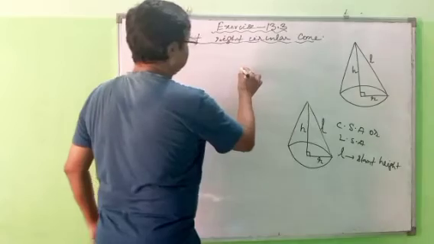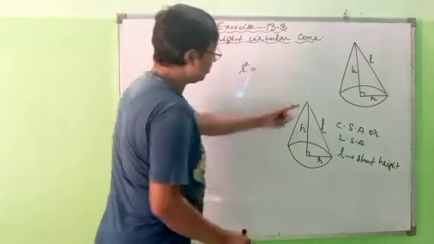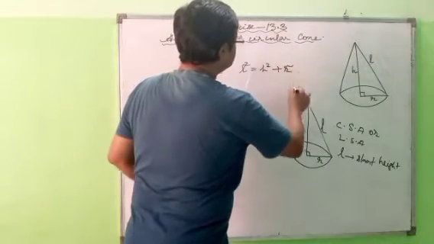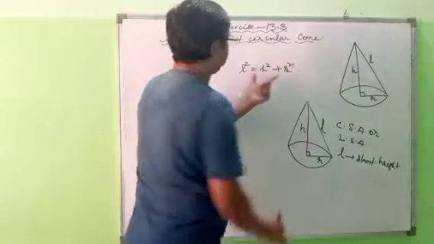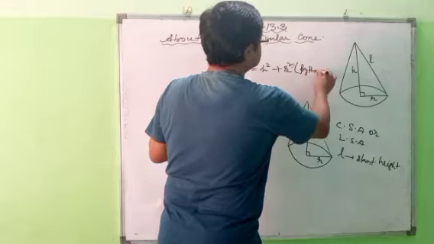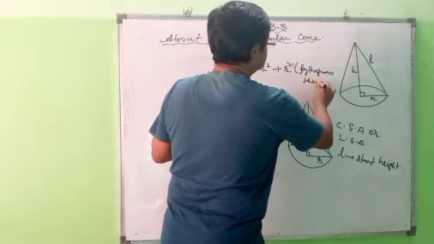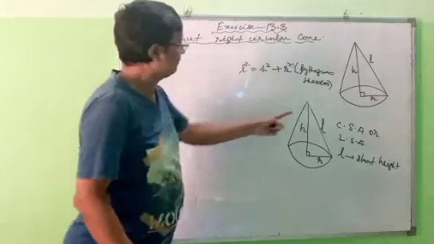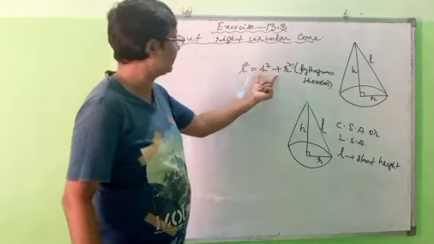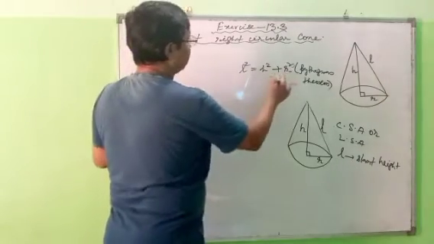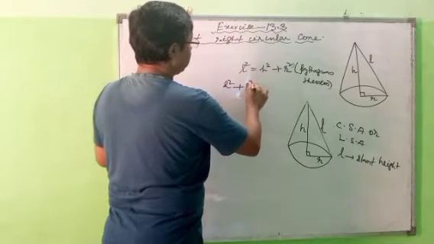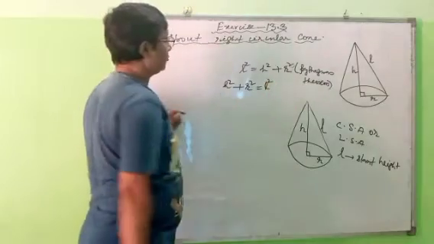So this is given by l square equals h square plus r square. This you have got from the Pythagoras Theorem. So l square equals h square plus r square. Again from this, you can get h square: h square plus r square equals l square, that means slant height.